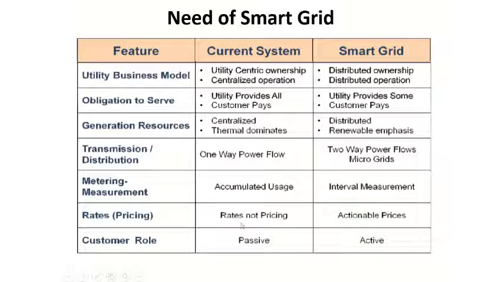When you talk about the rates, in the current system the fixed pricing is not properly done. Whereas in the smart grid, actionable prices are used, which means if the demand is high, the prices will be high. If the demand is low, the prices will come down, which is not happening in the current system. And then the customer roles become more active. The customer becomes part of the system where the customer can play an important role. So that's why these features of the smart grid definitely support that we need a smart grid.